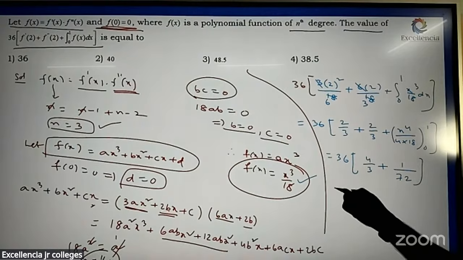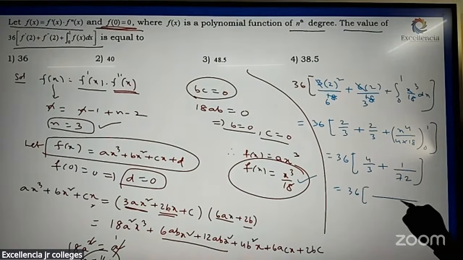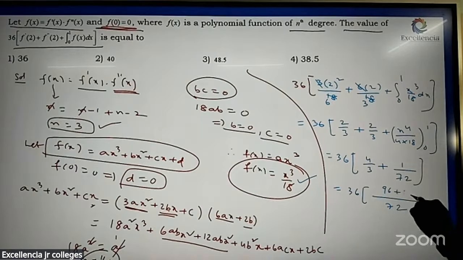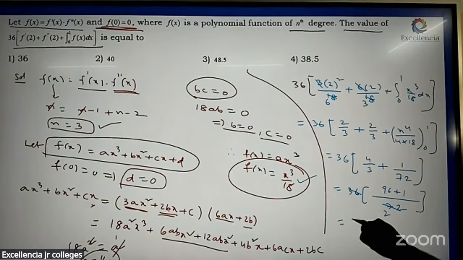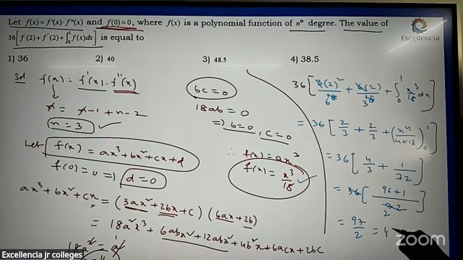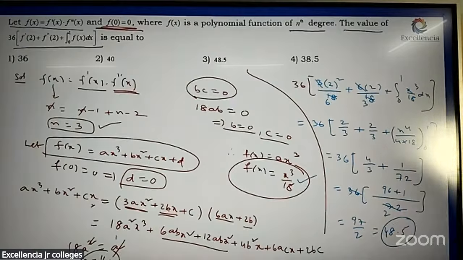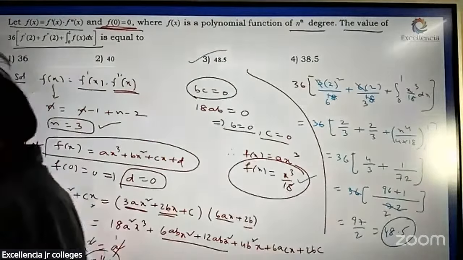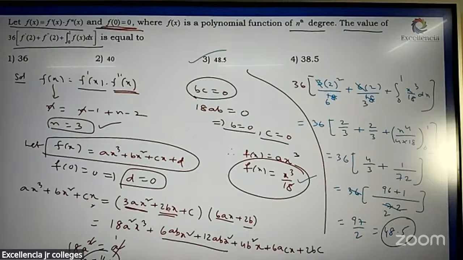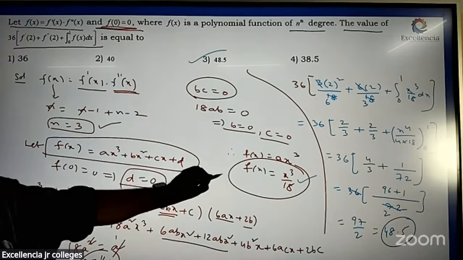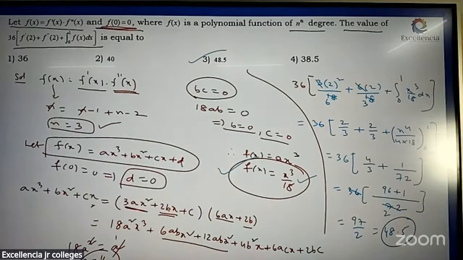When you write limit values here, 36 into 3, LCM is 72. 24, 96 plus 1, this is 97 by 2. Answer becomes 48.5. This is question 9. This is somewhat difficult level, but an interesting question. So what I did here, first let me find what is f of x here. After that, what he is asking, you can do. Next question, let us move to next question.